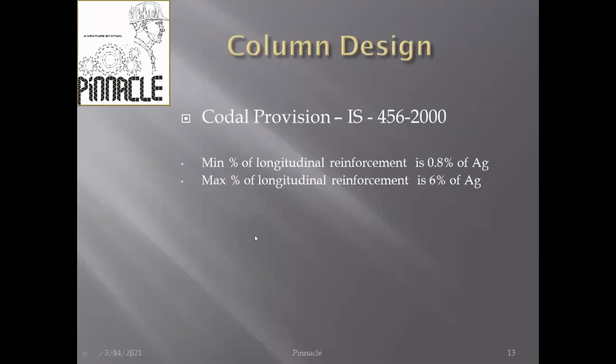As per code provision for the column, the minimum percentage of reinforcement will be 0.8% of gross area and the maximum should be 6%. Minimum diameter 12 mm to avoid buckling of the bar. Because if you are using an 8 mm diameter bar, then buckling will happen. That's why we are using the 12 mm diameter bar.